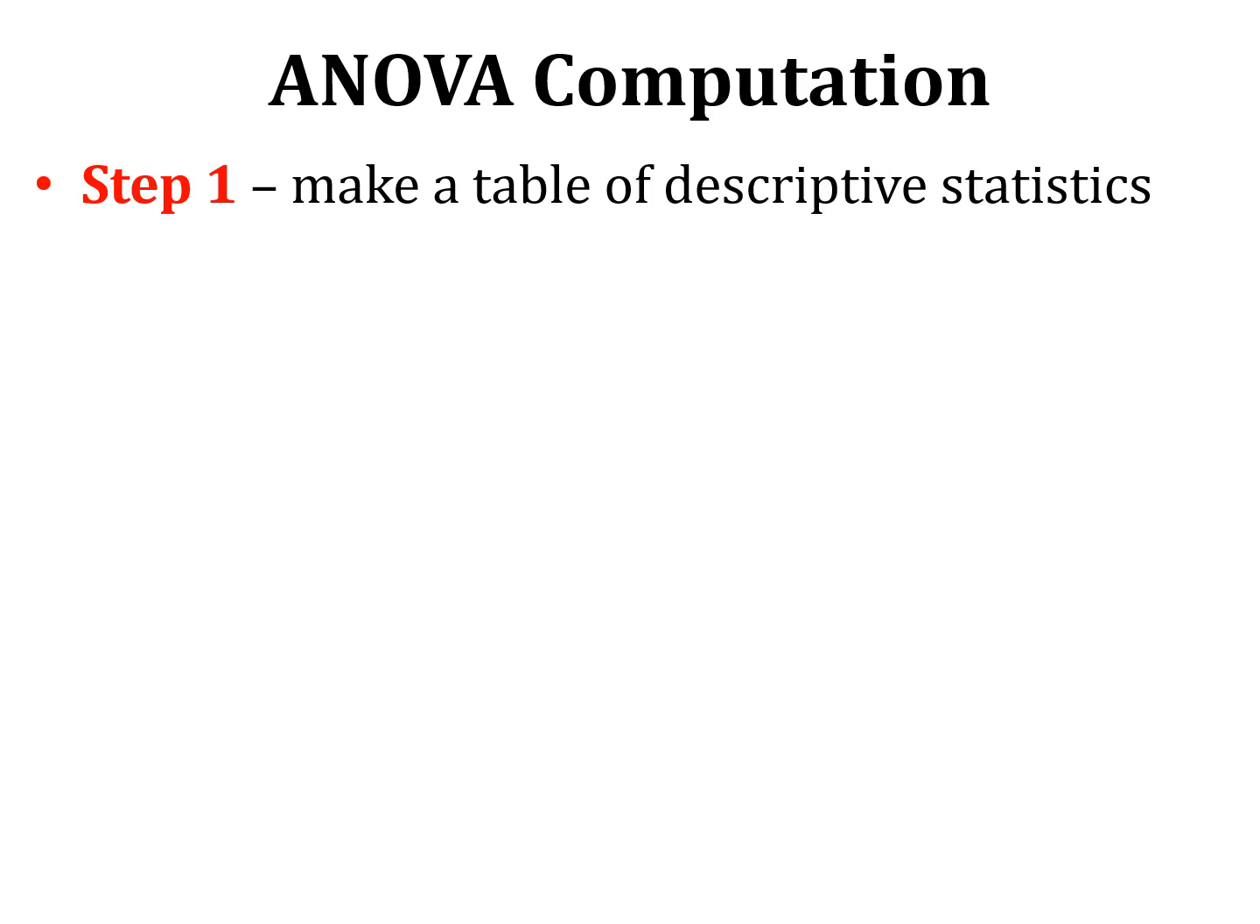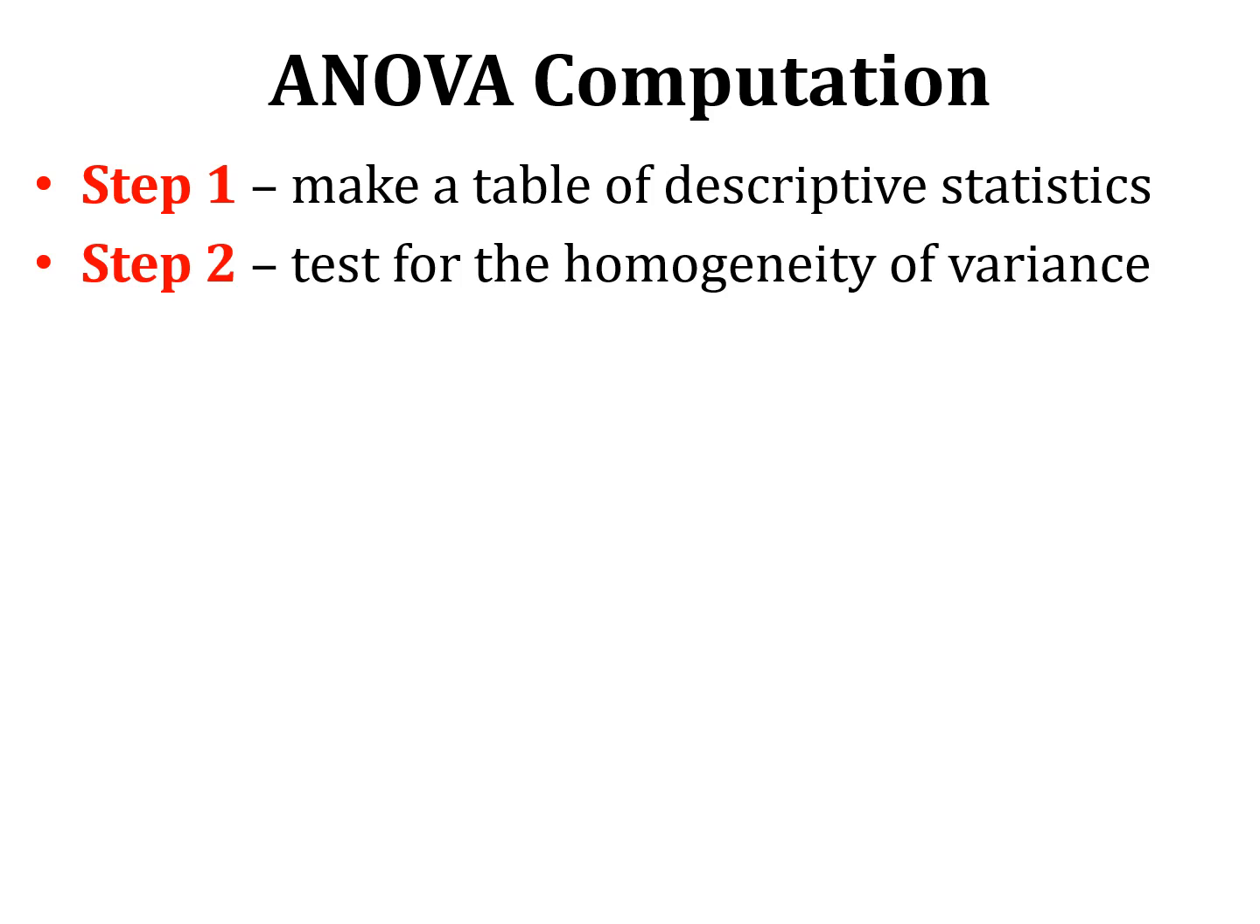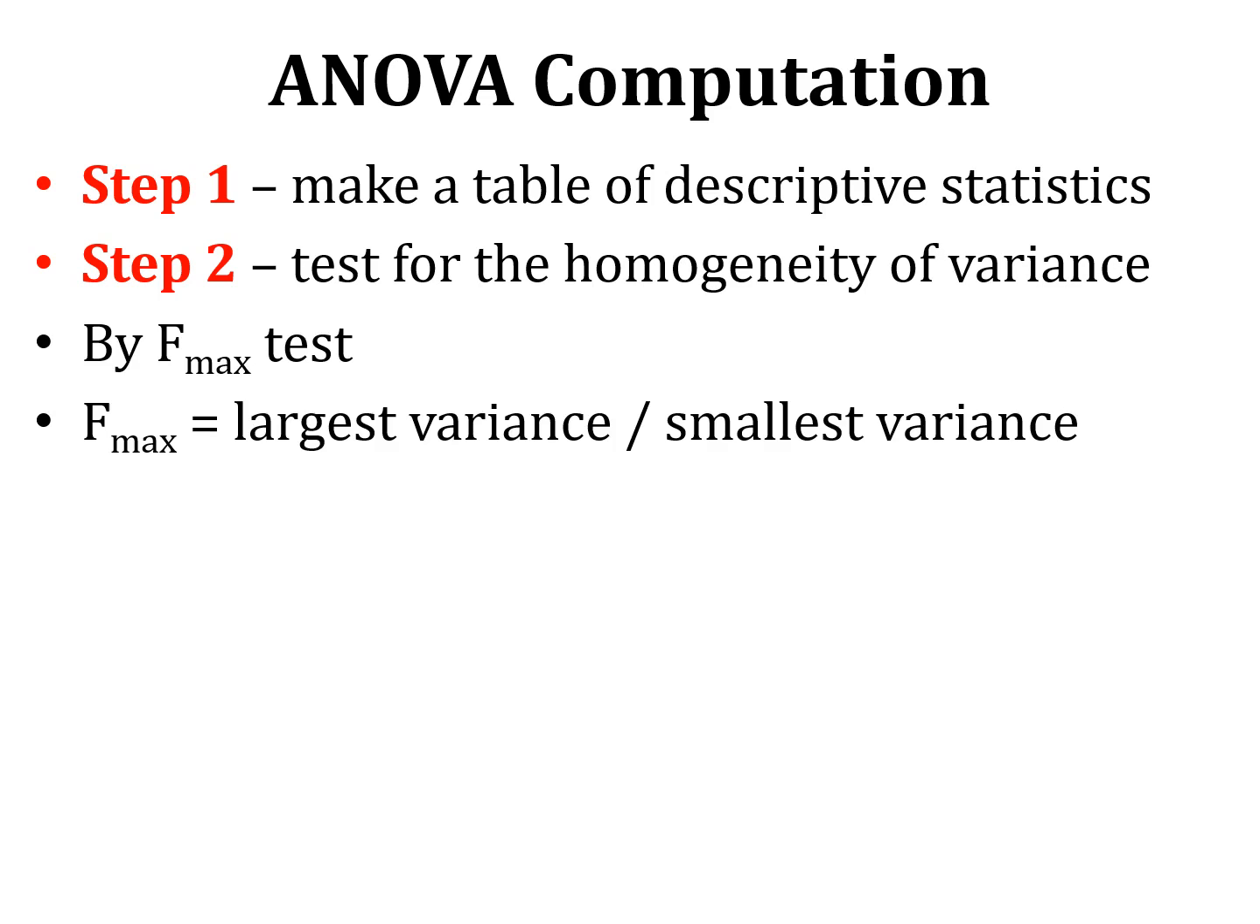Now the ANOVA computation. So step number 1 is make a table of descriptive statistics. So we have already made that table, as we saw in the previous slide. And what is step number 2? Test for the homogeneity of variance, right? And for that purpose we have to apply the F test. And the F test that we are going to use in this case is the F max test, right? So this is largest variance divided by smallest variance. In this case, the largest variance is 17.14 and the smallest variance is 6.25, and their variance ratio is 2.74.